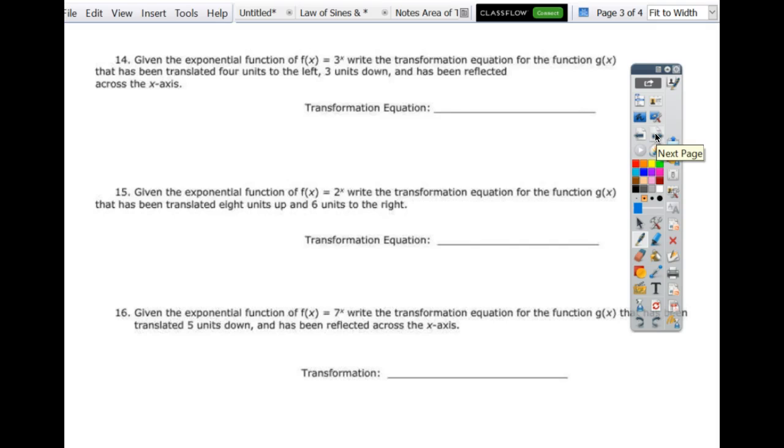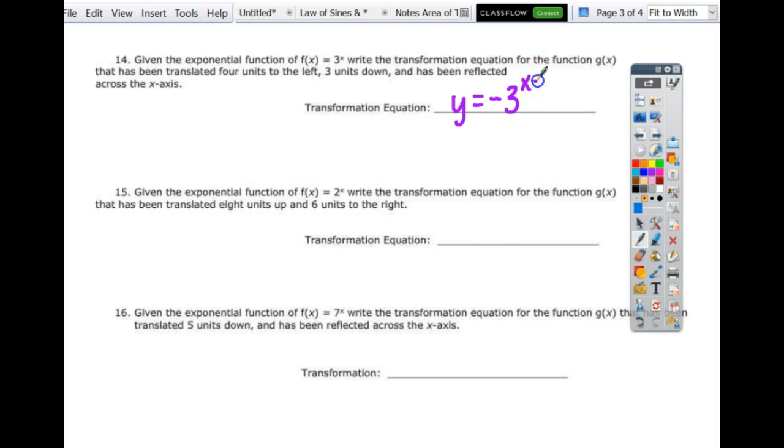All right. Number 14. Given the exponential function y equals 3 to the x, write the transformation equation for the function that has been translated 4 units to the left, 3 units down, and reflected. So 3 units down, where does that go? At the end. Where does the translated 4 units to the left? Goes with the x. So we get y equals, and what does the reflected tell me? Negative 3 to the x.